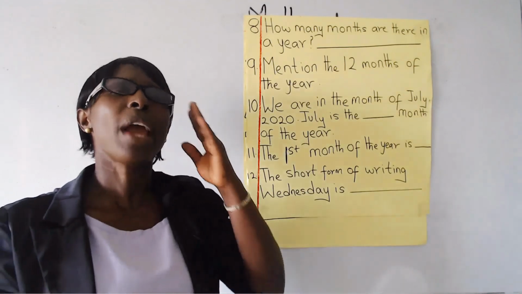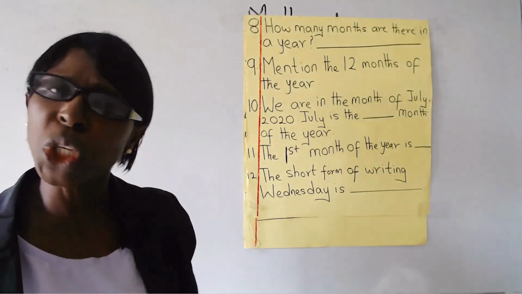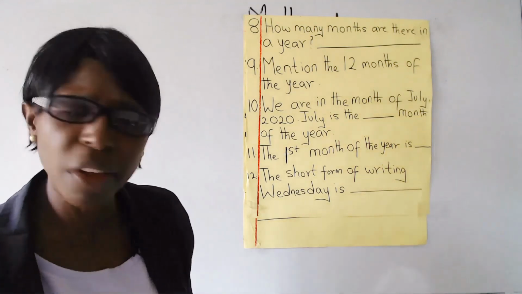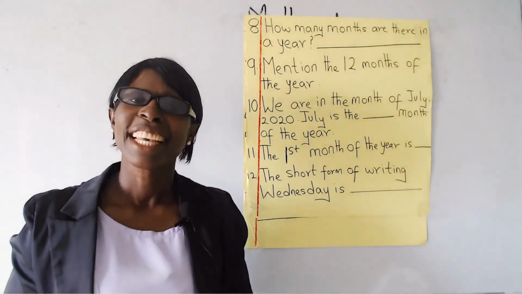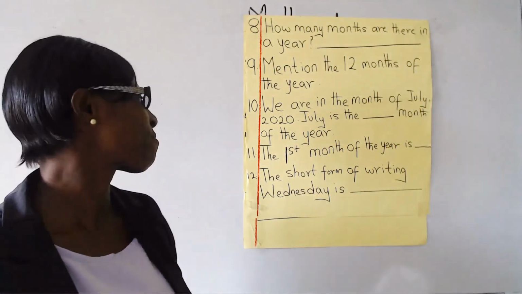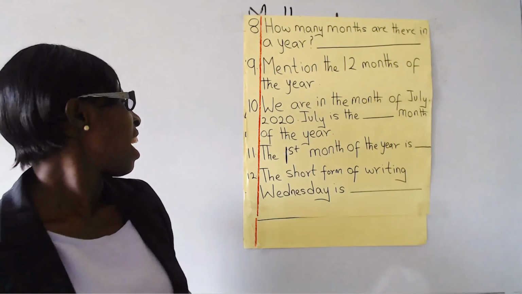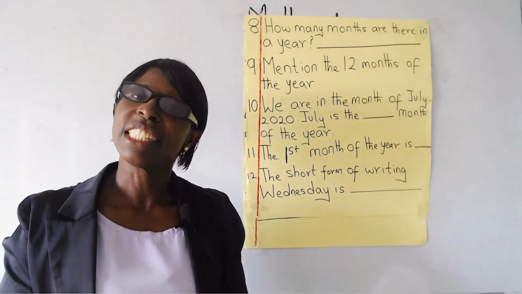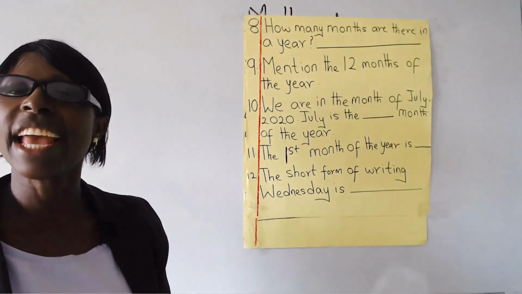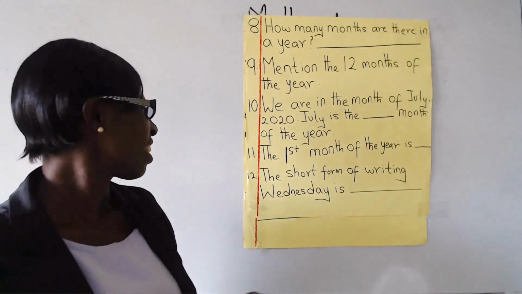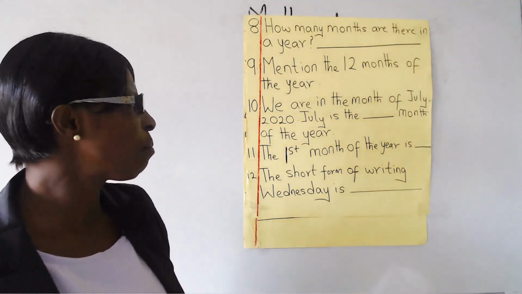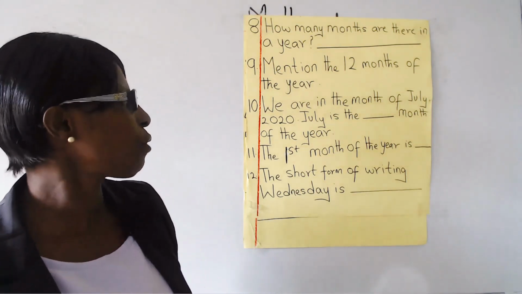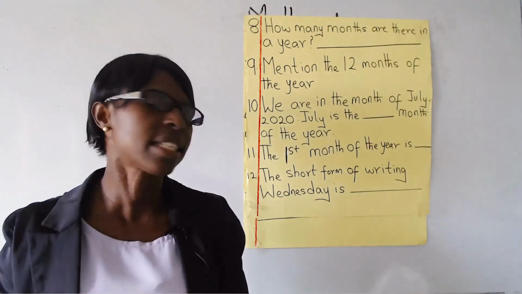10. We are in the month of July, 2020. July is the dash month of the year. 11. The first month of the year is dash. 12. The short form of writing Wednesday is dash.